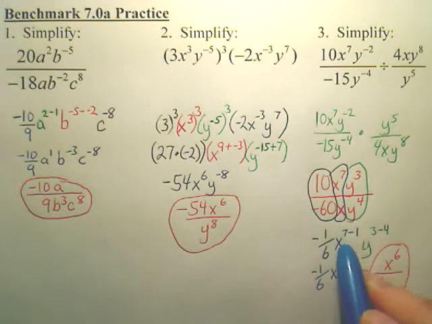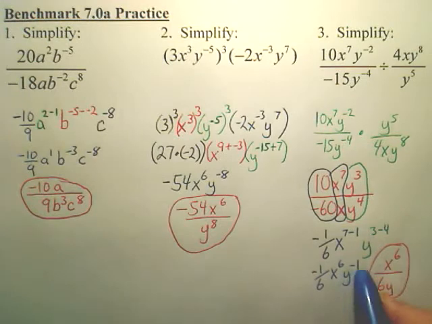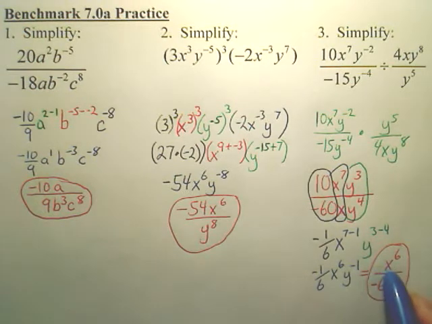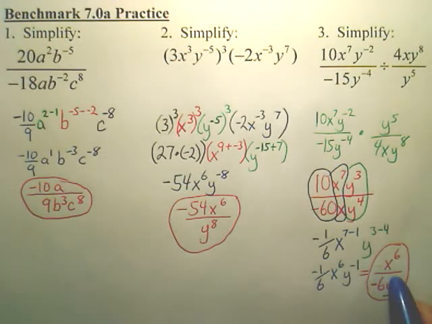7 minus 1 is x to the 6th, and 3 minus 4 is negative 1. So the negative 1's at the bottom. I decided not to write the 1. I don't need to write a 1 here in front of the x. And I decided also to put the negative on the bottom with the 6 instead of on the top. It doesn't matter where it's at, top or bottom.